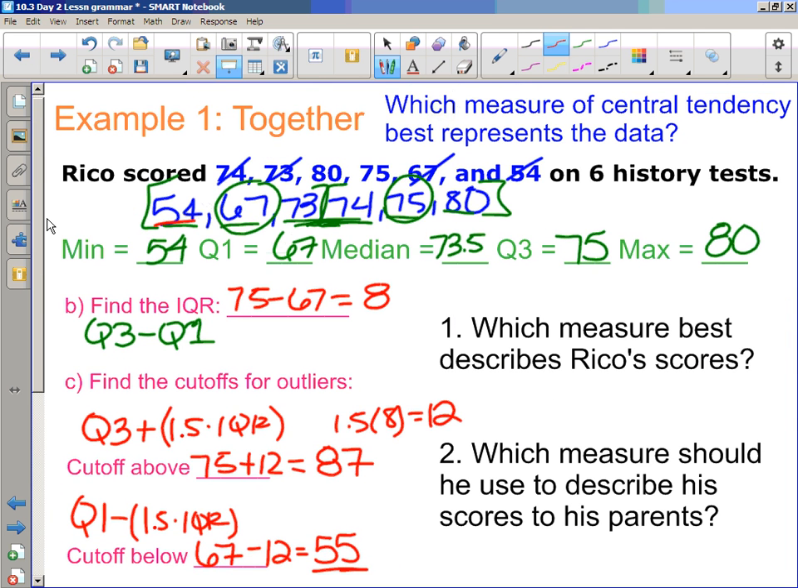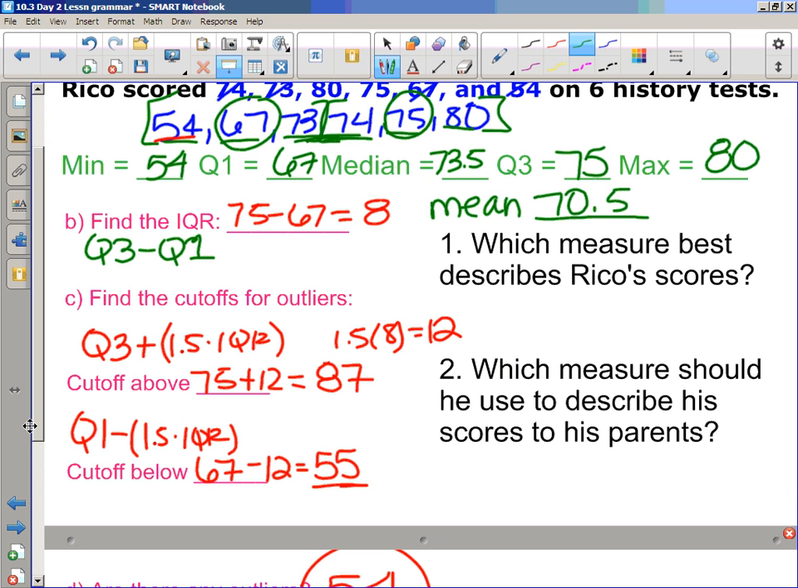Right, and going back up here, forgot to find the mean. So if I find the mean of this, I add up all my numbers, I get 70.5. Okay, and so it asks us which number best describes Rico's scores. Should it be the mean of 70.5 or should it be the median of 73.5?